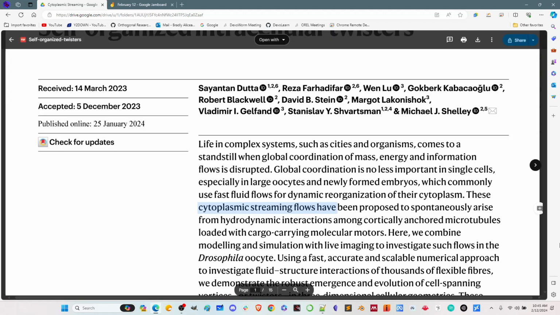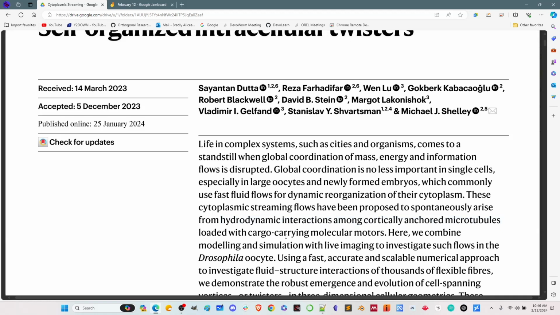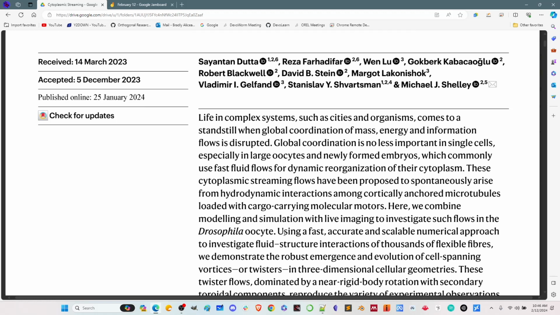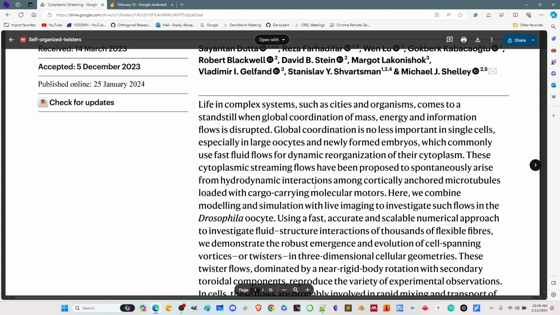And so these are streaming in the cytoplasm. These are constantly moving flows that are occurring. They spontaneously arise from hydrodynamic interactions among microtubules that are anchored, loaded with cargo-carrying molecular motors. So the molecular motors are using this cytoplasmic streaming flow. They arise from these hydrodynamic interactions within the cell. And that's where we're going with this. So we had the idea of streaming in the last paper. In this paper we're talking about the same kind of streaming idea, but in the cytoplasm specifically.